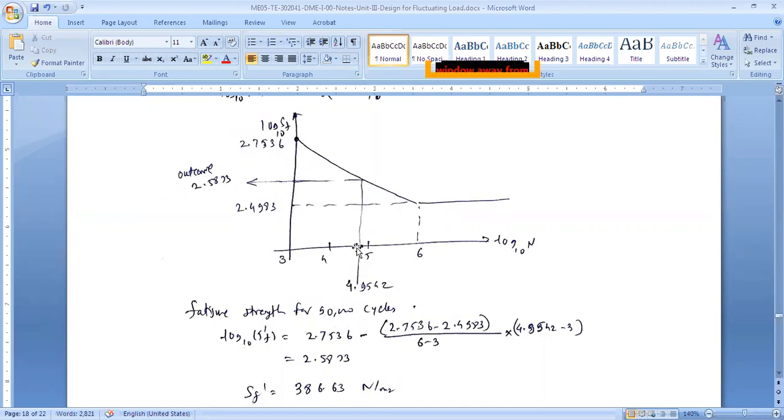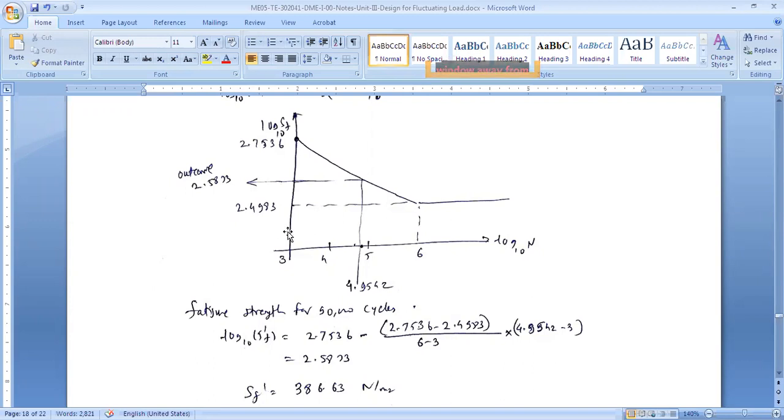Multiply that slope with this distance to give you this distance. Are you getting it? So what is this distance? It is 4.9542 minus 3, multiplied by slope. Slope into this distance will give you this part, and subtract it from 2.75 to get the value of 2.5873. Are you getting it? So I got the value of the fatigue strength corresponding to a life cycle of 90,000. I got it as 2.5873.